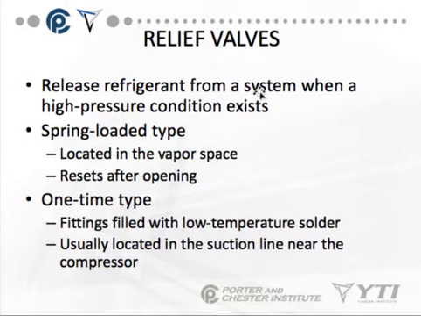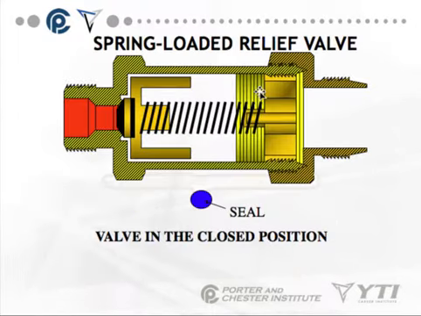In a lot of large systems and in a lot of systems that are enclosed in areas, we're required to have relief valves. Okay, what they do is they release refrigerant from a system when a high pressure condition exists. We have some that are spring loaded. They're located in the vapor space and they reset after opening. Some of these are internal of the compressor as well. Then we have the one-time type. Okay, it's fitted with a low temperature solder, and it's normally located in the suction line near the compressor.